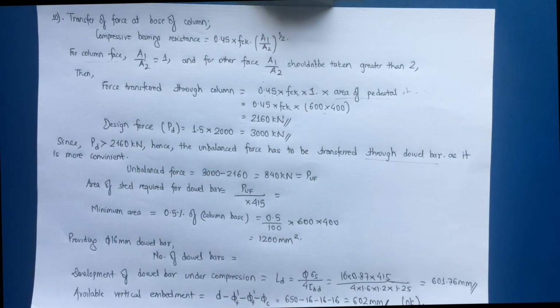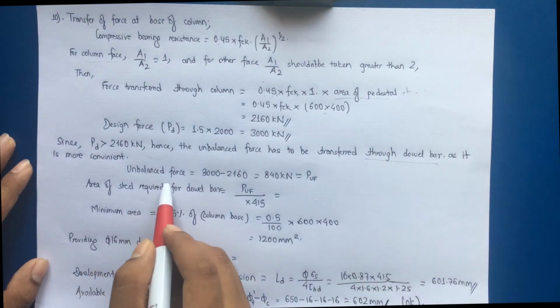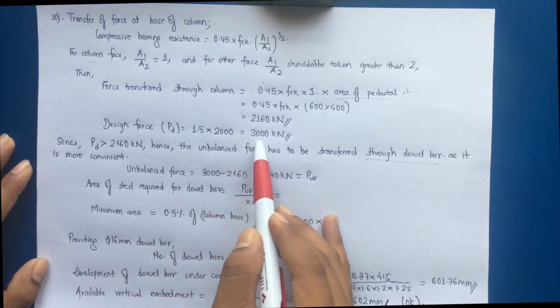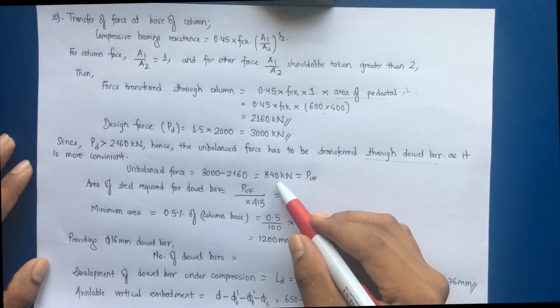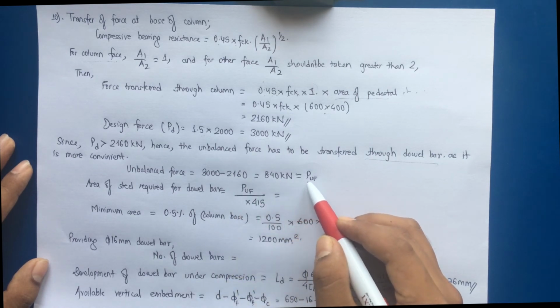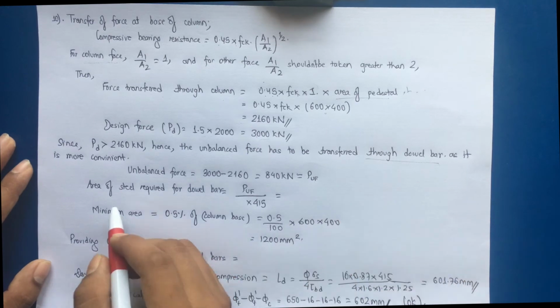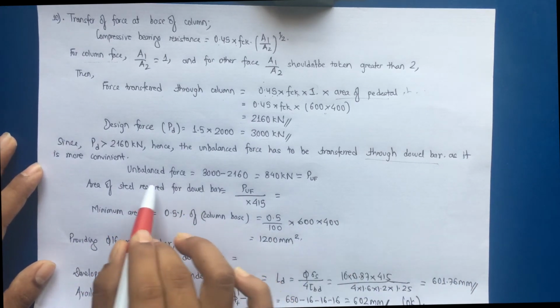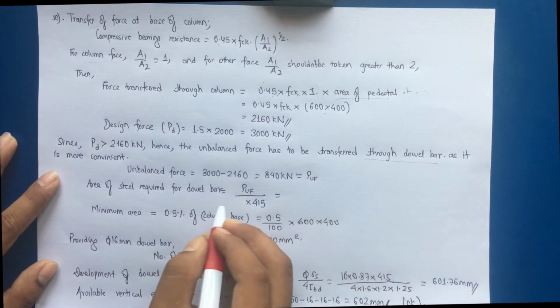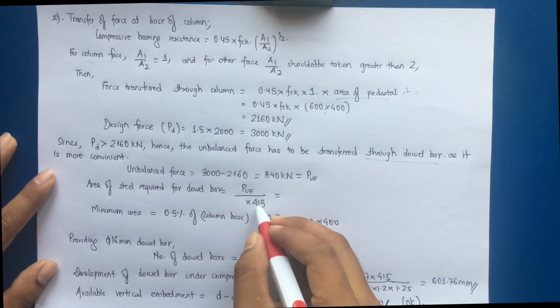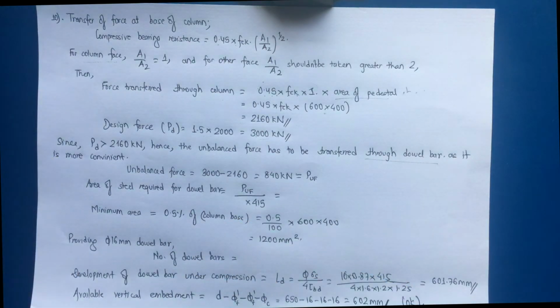I'm just trying to explain how you will calculate the dowel bar. As there is no tension, because there is no moment and only axial force acting on the footing, the unbalanced force is equal to 3000 minus 2160, that comes as 840 kilonewton, PUF, that is the unbalanced force. Now the area of steel required to transfer this is equal to PUF divided by the stress in the bar in the section considered at design load.